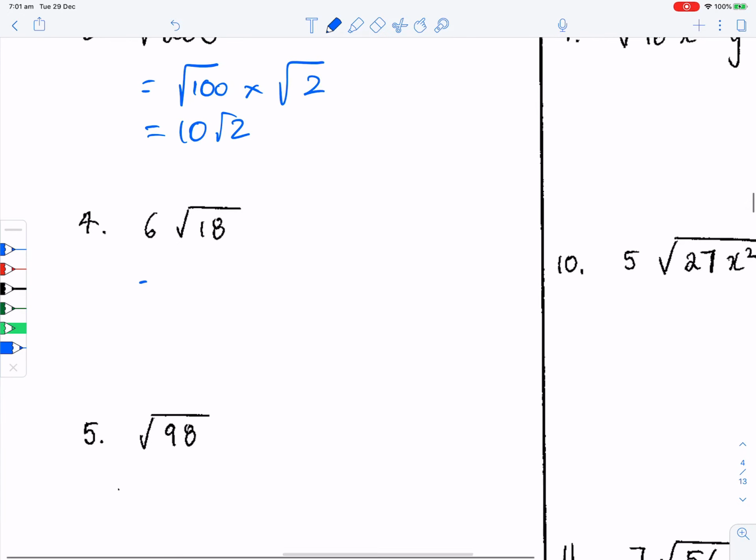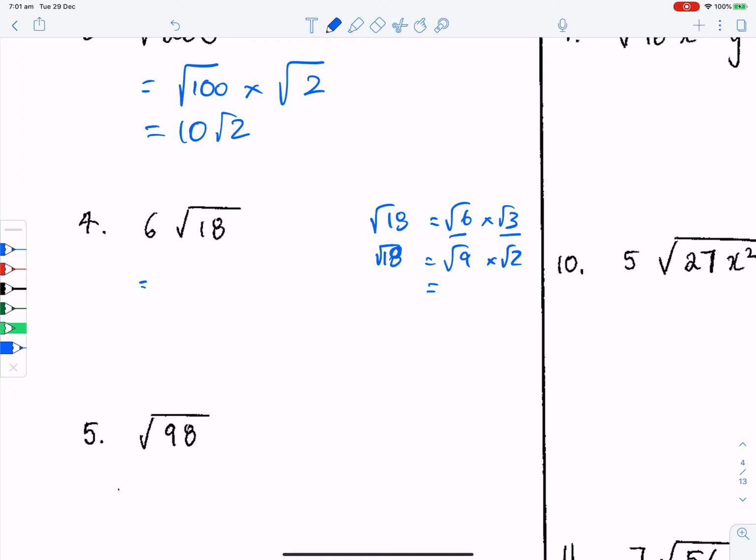Next one, 6 root 18. Again, if you look at root 18, can you do root 6 times root 3? No, you can't, because that's not simplifiable and that's not simplifiable. Can you replace root 18 with root 9 times root 2? Yes, you can, because root 9 is 3. So, if we go back to the question, 6 times root 18, you rewrite the root 18 as root 9 times root 2, which is 6 times 3 times root 2, which is now 18 root 2.